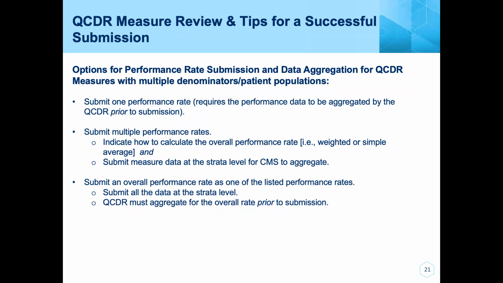Then finally, you can also submit an overall performance rate as one of the listed performance rates. So for example, you may have 6 performance rates, and then you say that number 3 is the overall performance rate, but you would still submit the data for all the strata listed, and then the QCDR must still aggregate the data for the overall rate prior to submission. Next slide, please.